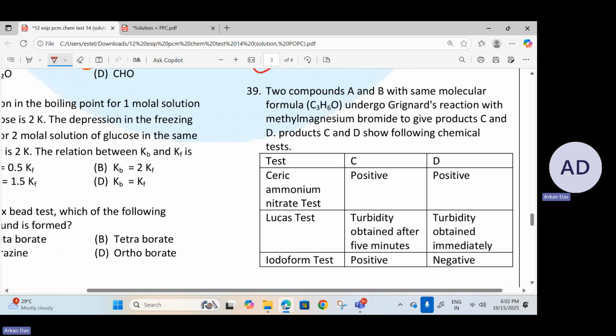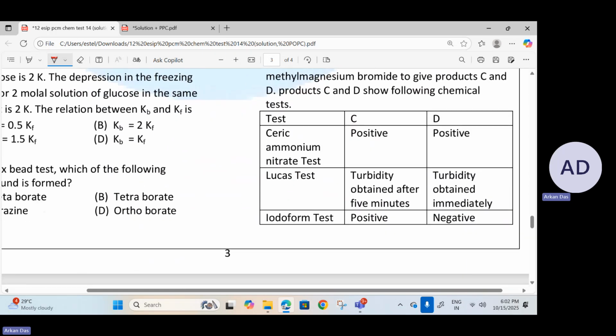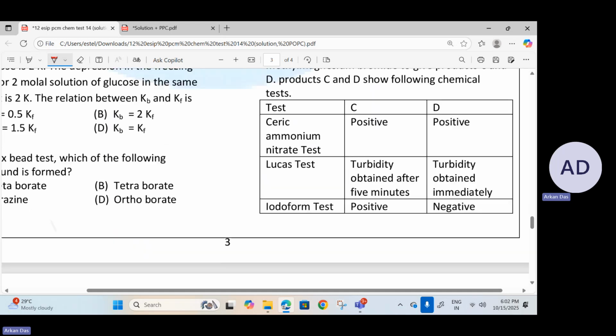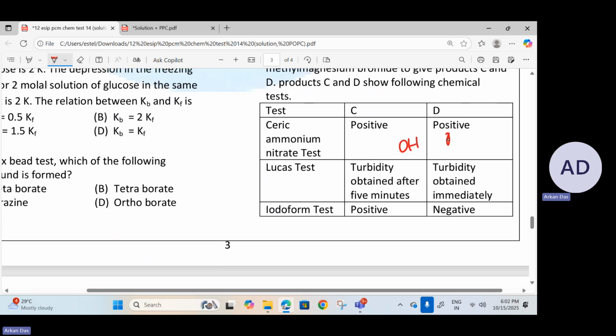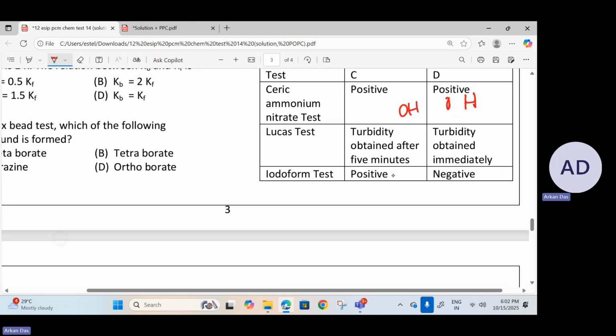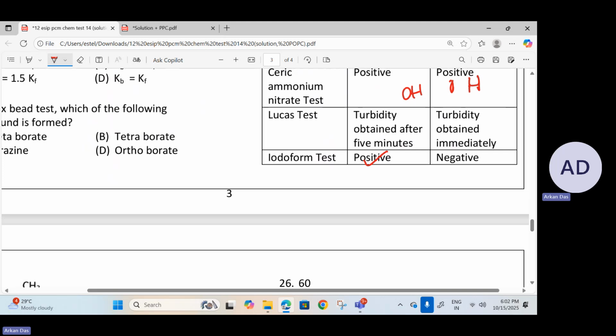Let's come to question number 39. Question number 39 is saying that you have two compounds C and D, which give stearyl ammonium nitrate. So both of them are alcohols. Now they are saying that in the iodoform test, one gives positive, one gives negative. I think we all know what a positive iodoform means. There is an alpha methyl group.